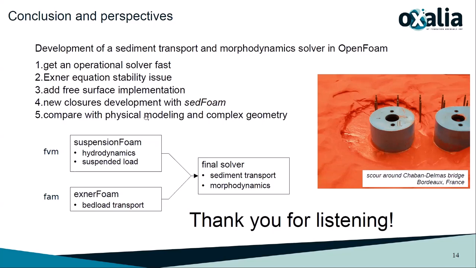And we also want later on to compare the model with physical modeling, which is done by Artelia. Artelia is a lab in Grenoble where they do a lot of physical modeling. So here is an example of a physical model of a bridge in Bordeaux. When the model is working, we would like to compare it with complex, actual geometry. So yeah, that's it for me. And one piece of information: it's in my contract that the model will be made open source when it's working. So yeah, thank you for your attention.